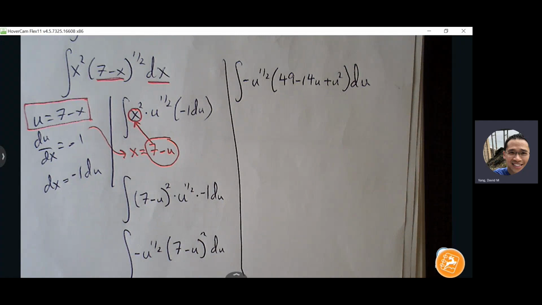Okay, FOIL out your 7 minus U squared. So 7 minus U times 7 minus U is 49 minus 14U plus U squared. And then you're almost there. Distribute the negative U to the 1/2 through. Then all the parentheses are gone, and then you can do power rule.